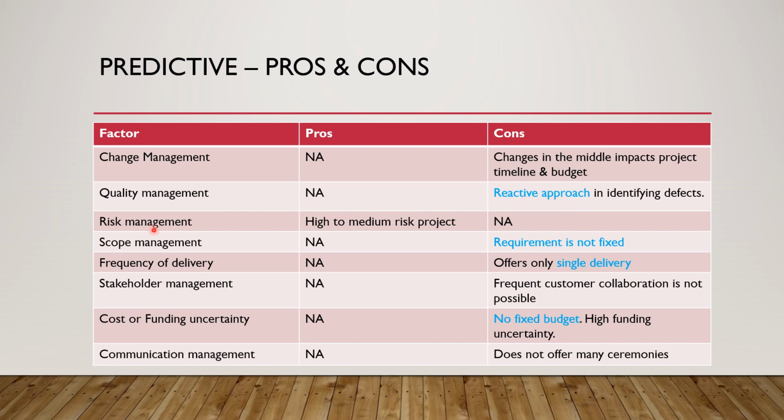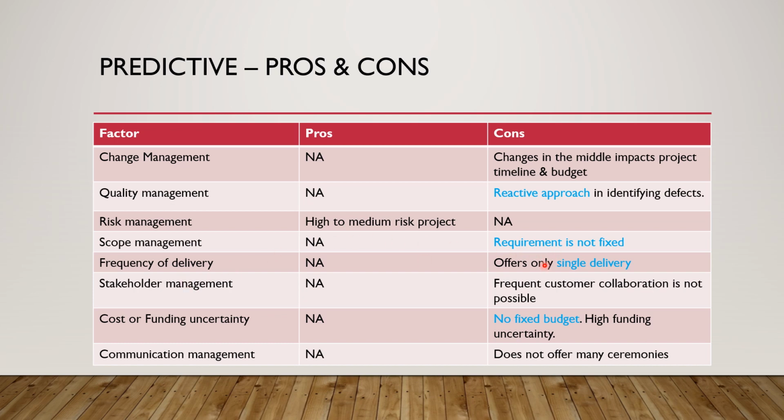Next is risk management. In general, the predictive model supports all kinds of risk, high to medium to low, and the nature of the project we have in hand is likely to have the high to medium level risk. Therefore, it is best suited for the predictive model. Next is scope management. In general, the predictive model expects the requirements to be finalized at the beginning of the project. However, the current project does not have the complete set of requirements finalized or fixed. Therefore, it is again on the downside.